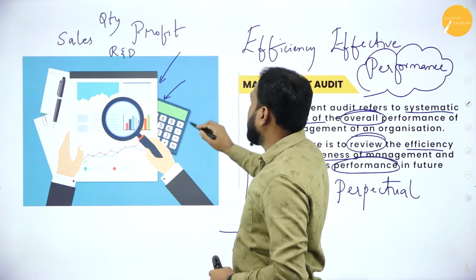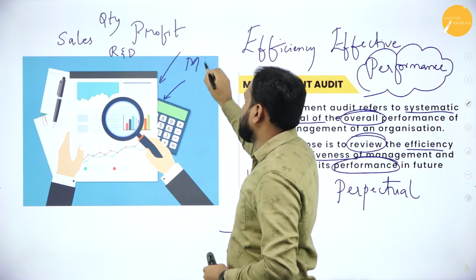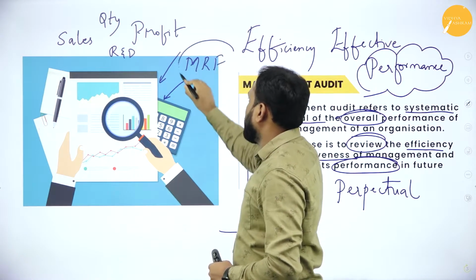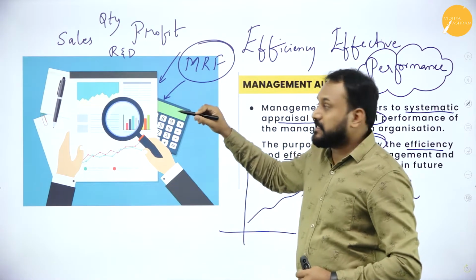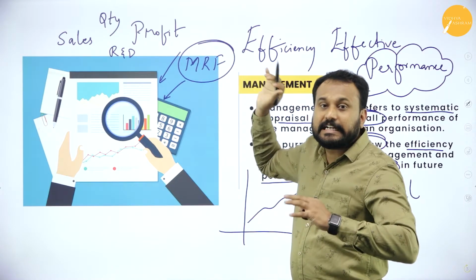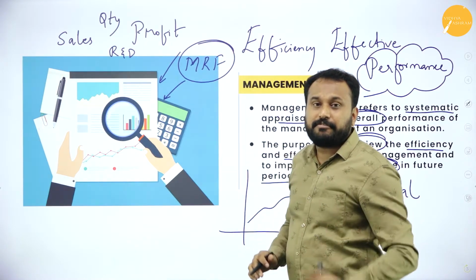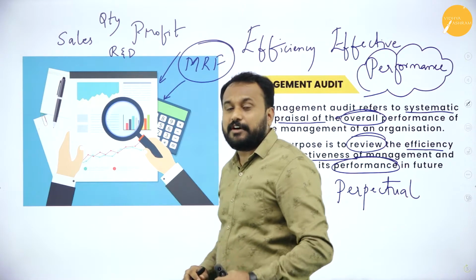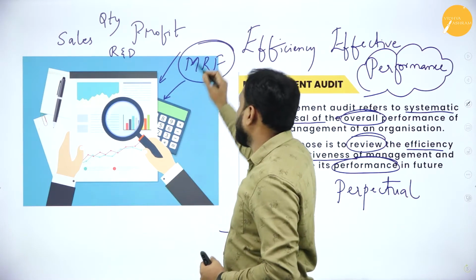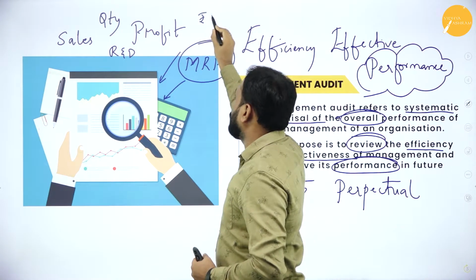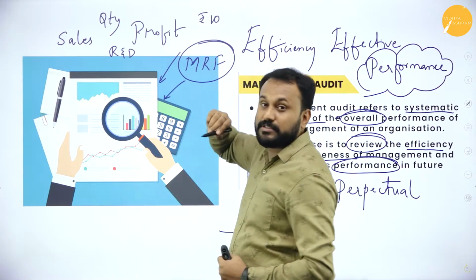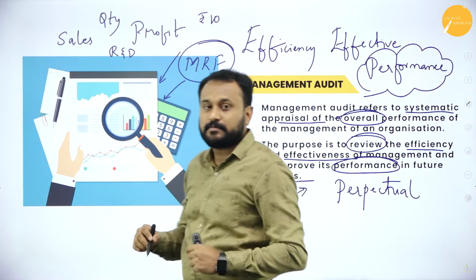There is a company called MRF. Let's go with this, MRF. Now, MRF means Madras Rubber Factory. The shares of MRF were 10 rupees. For one share it was how much? 10 rupees. For one share it was 10 rupees.